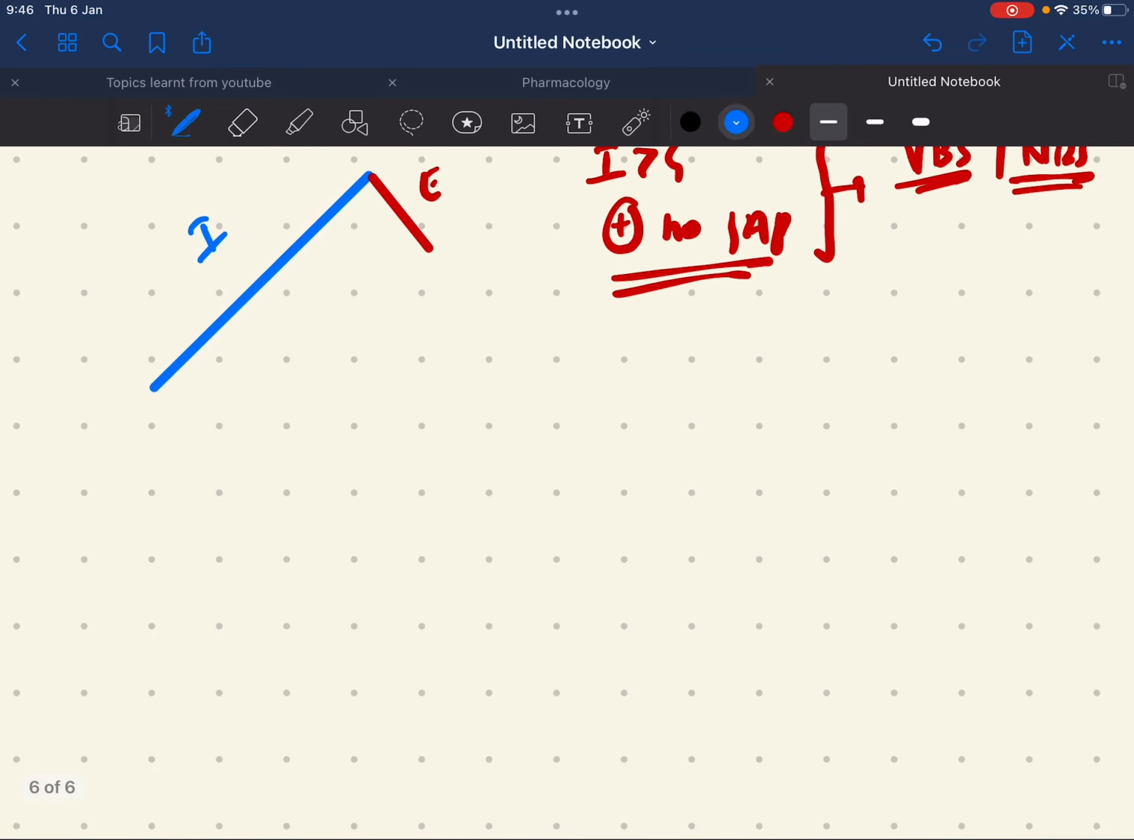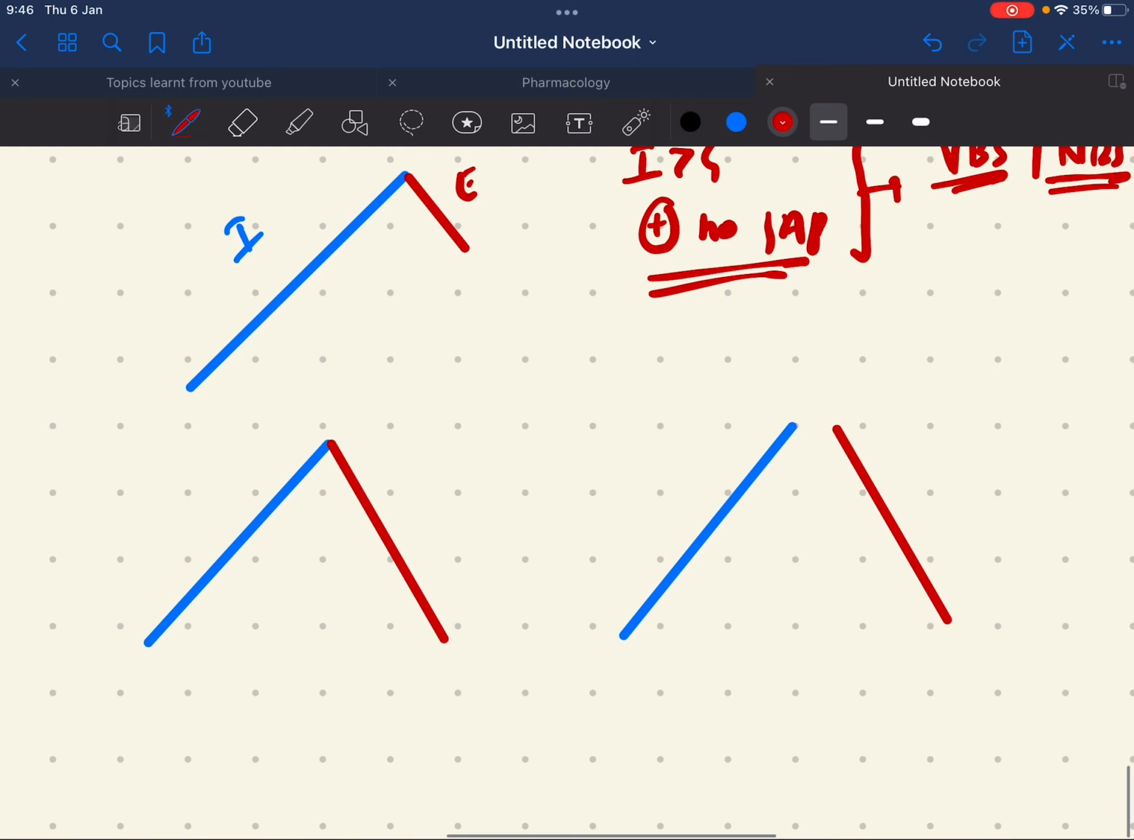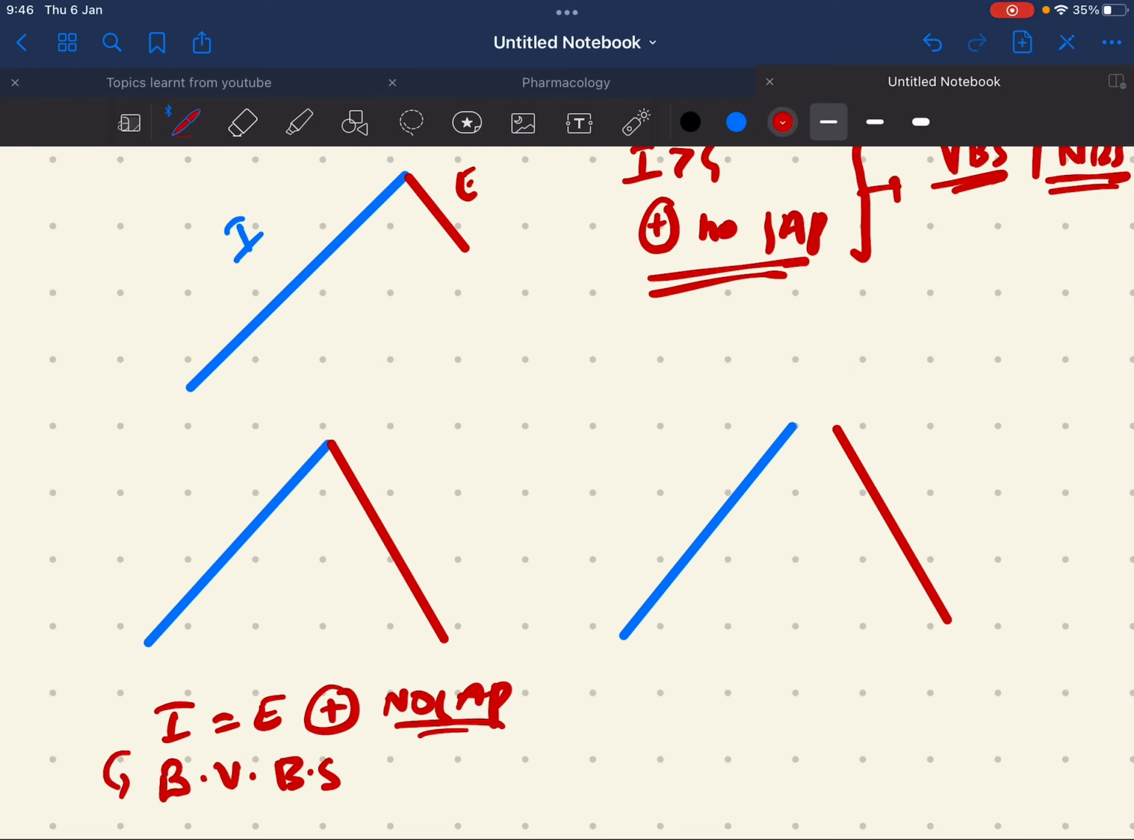Now we have to compare the most important thing. So here is your inspiration and here is your expiration. Now we are going to compare this one with another breath sound, so you are going to answer it. Okay, so here is your inspiration and here is your expiration. So what are these two types of breath sounds? Okay, by seeing the diagram we can say that here the inspiration is equal to expiration plus there is no gap. These are the findings seen in broncho-vesicular breath sounds.